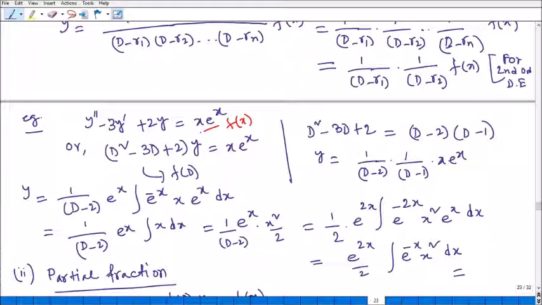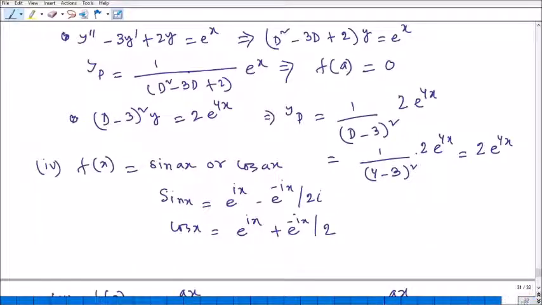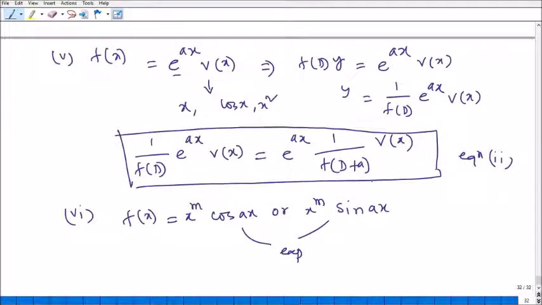So for a product of two functions like this, if the function has an exponential factor, then you can use the exponential shift formula, that is the formula 2, so that you can easily calculate the particular solution of this non-homogeneous differential equation.